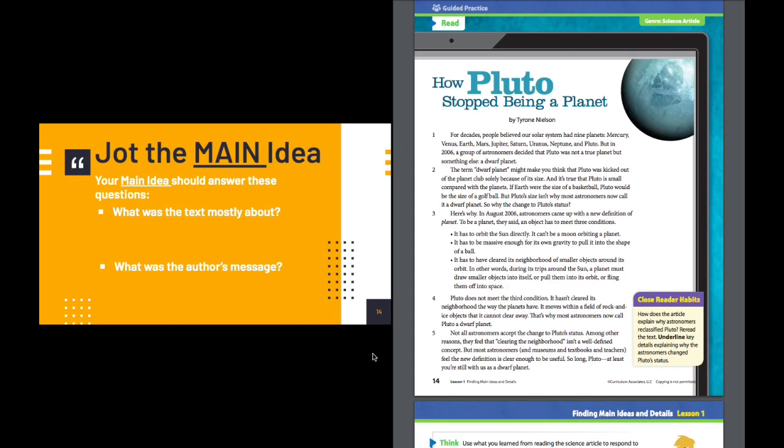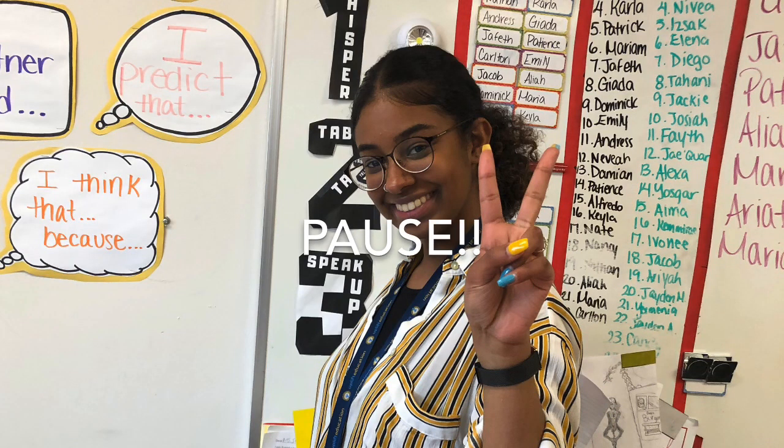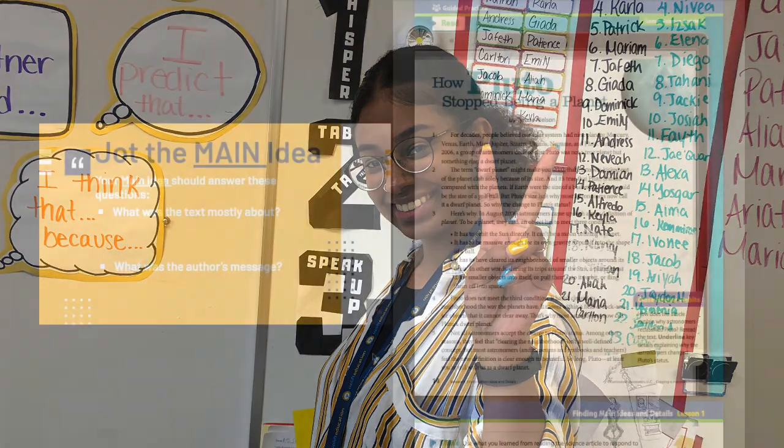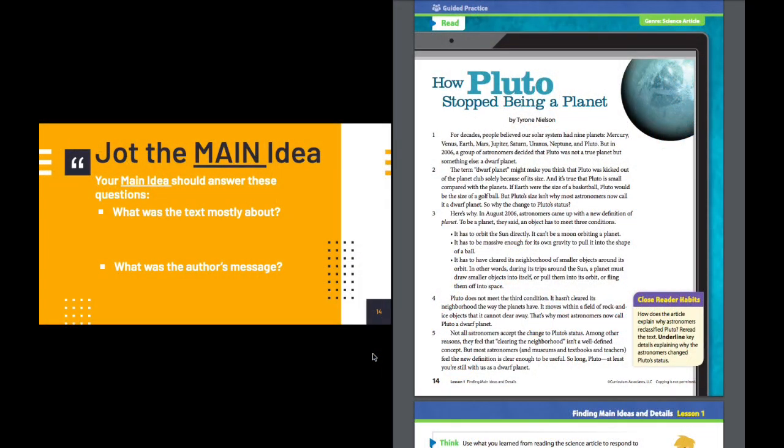Your main idea doesn't have to be one sentence. It could be two sentences. Just make sure that they're complete sentences. Okay, so your main idea should look something like this. How Pluto is no longer a planet and why scientists decided to call it a dwarf planet. And Pluto is a dwarf planet even though not all scientists agree. Those two things need to be in your main idea.